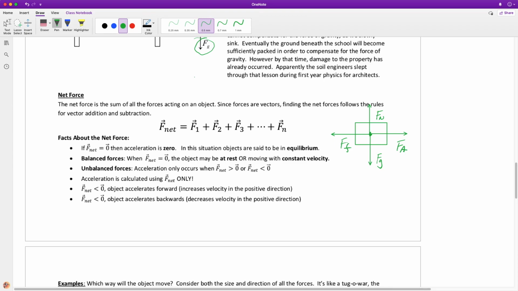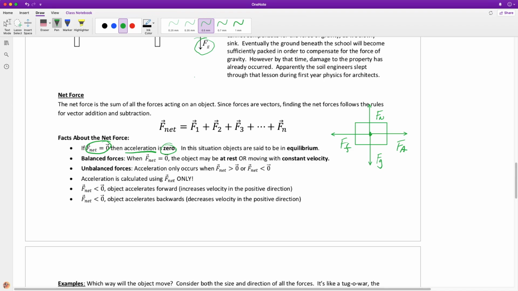What you can see is that there are four forces: the normal, the weight, the applied force, and the force of friction. And you can see that there's both a vertical and a horizontal component to this question. So all the forces in the vertical cancel each other out. All the forces in the horizontal also cancel each other out. And as a result, we have a net force of 0. So when the net force is equal to 0, the acceleration of the object is equal to 0.